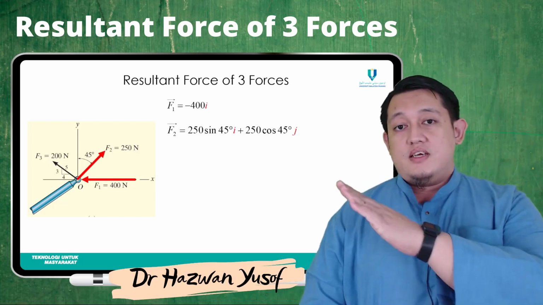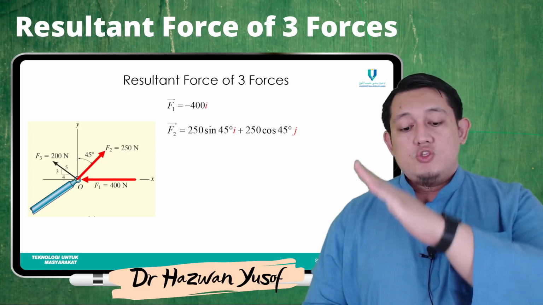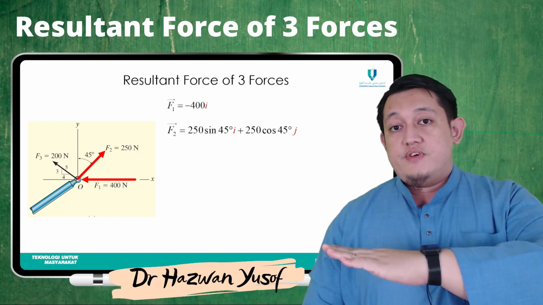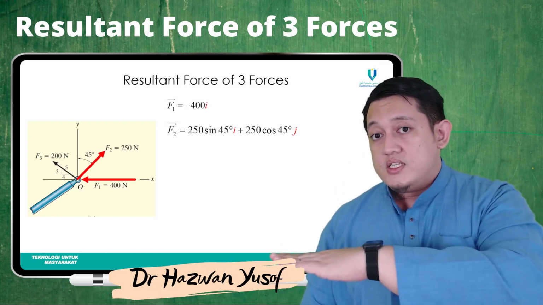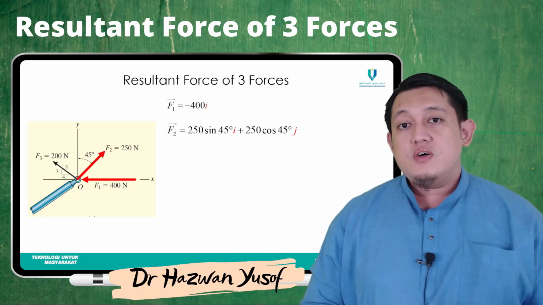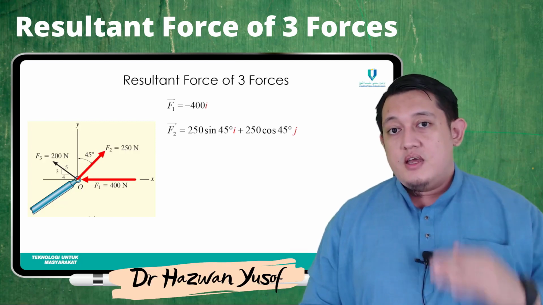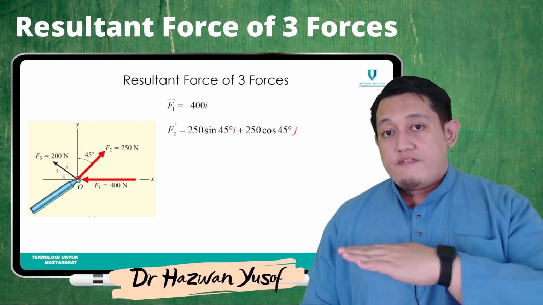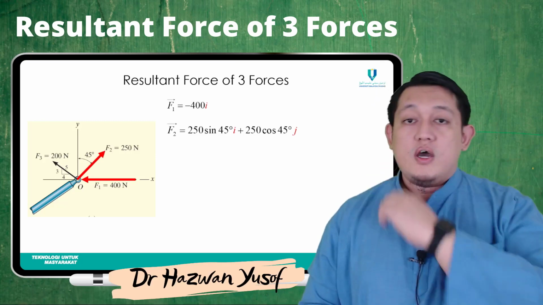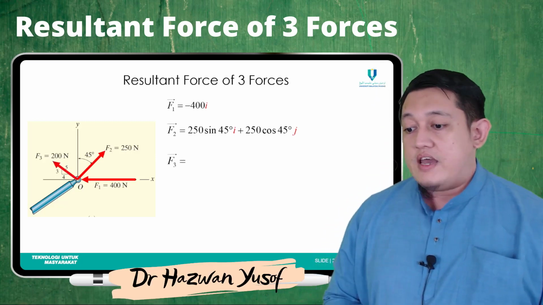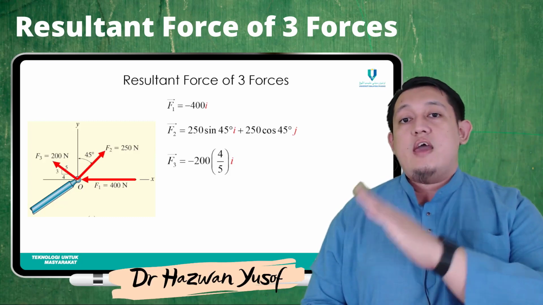For this F3, they give us a triangle as the direction. We need to resolve it to the x direction first. As you can see, when we resolve it to the x direction, it is pointing towards the negative direction. So it will be negative 200 times the same direction as this Fx, which is 4. So negative 200, 4 over 5. This one.